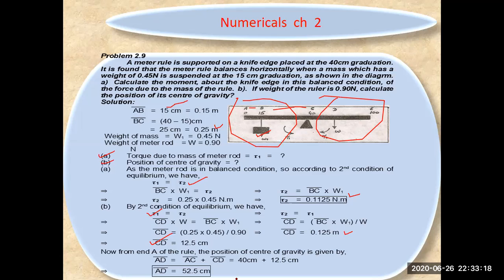Now from end A, the position of the center of gravity, from which end? This one is A, this one is D. AD is equal to AC plus CD, which is equal to 40 centimeter plus CD. Here is the AC, here is the CD, the distances of these two forces from the point of rotation. So it is 12.5 centimeter. So here is the point at 52.5. This will be the CG of the point.